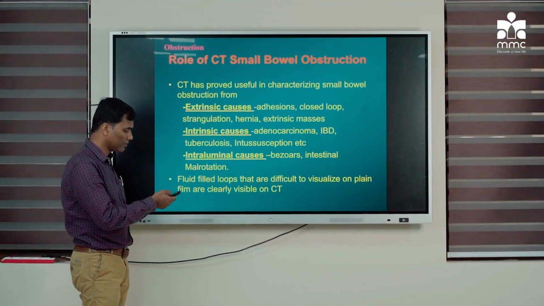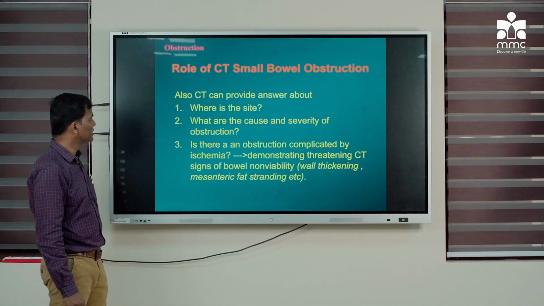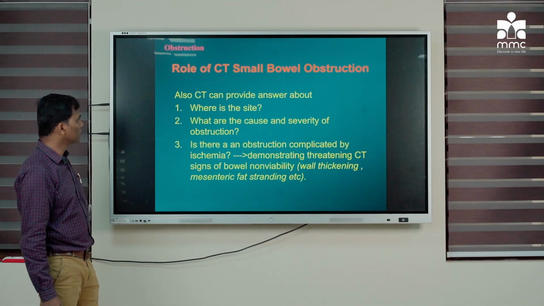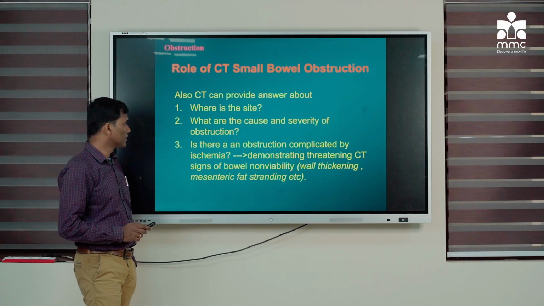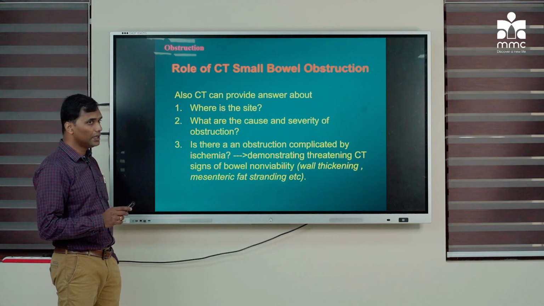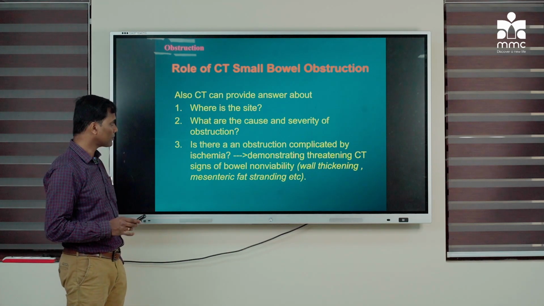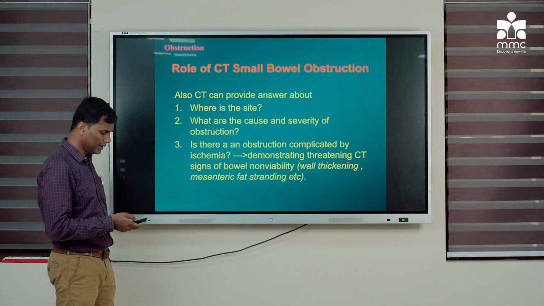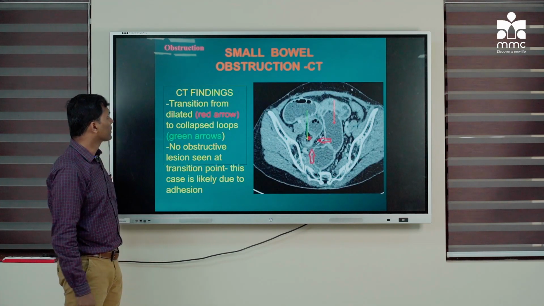Small fluid filled bowel loops, which are difficult to see on X-ray, can be seen on CT. The role of CT is that it can provide answers about where the site is, what the cause is, the severity of the obstruction, and whether the obstruction is complicated by ischemia. That is important. There are some signs of non-viability: if there is bowel wall thickening and mesenteric stranding in an obstruction, you should raise the possibility of ischemia.